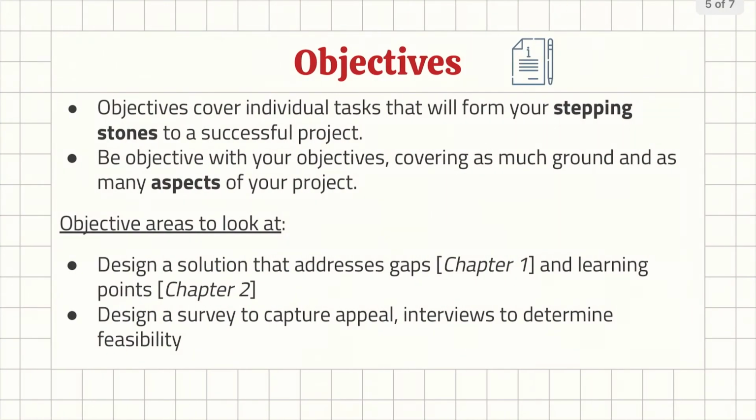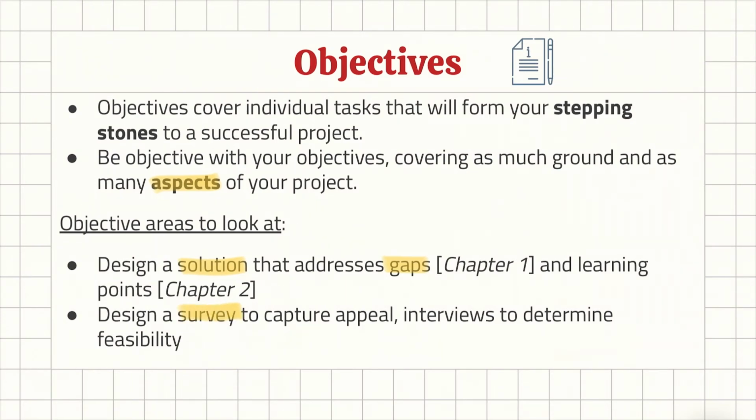So the objectives would be to cover the individual tasks that will be performed as stepping stones to ensuring that the entire project is successful. What do I mean by this? We have to be objective with our objectives, and cover as much ground on the different aspects of your project. For example, you could design a solution that addresses the gaps. So this could be an objective. You want to achieve this so that we can link how our current measures as well as our learning points from the case study have some form of linkage to our solution.